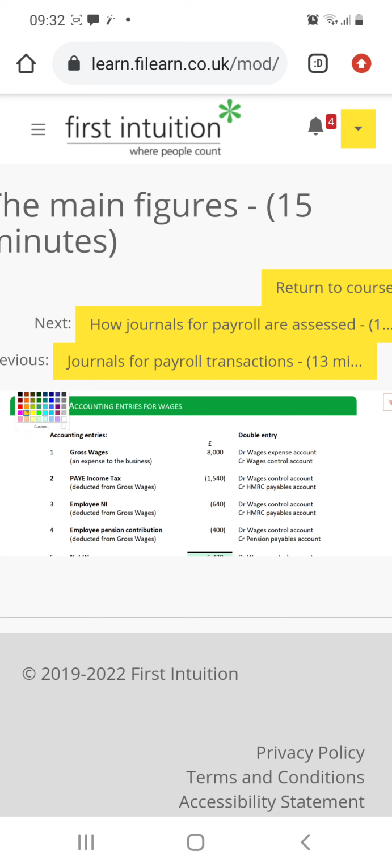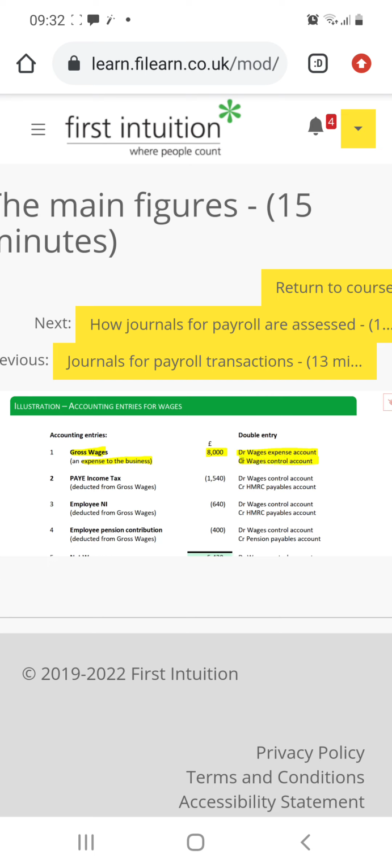So, starting off then with gross wages. Now, the point is, this is the cost to me of employing somebody. So, let's just say here the gross wages are £8,000. So, I will debit my wages expense account. Hopefully that makes sense. It is an expense to the business. The other side of that entry will go in a wages control account.